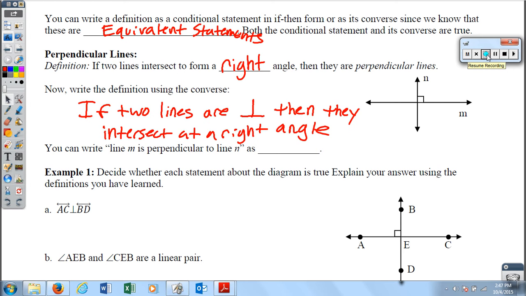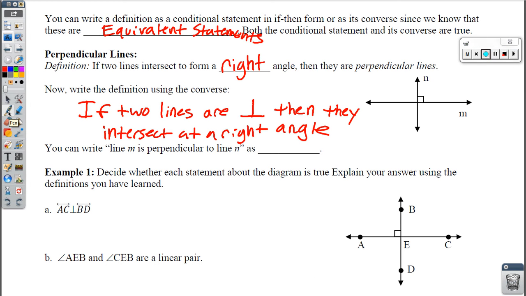Now I've used a symbol here when I wrote this that you might not have seen yet. It's this symbol right here. It's an upside down T kind of looking thing. That means perpendicular. So I will use that symbol instead of the word perpendicular just because it's easier and faster to write. You're welcome to use that as well. And you can see it kind of looks like two lines that are meeting at a right angle.